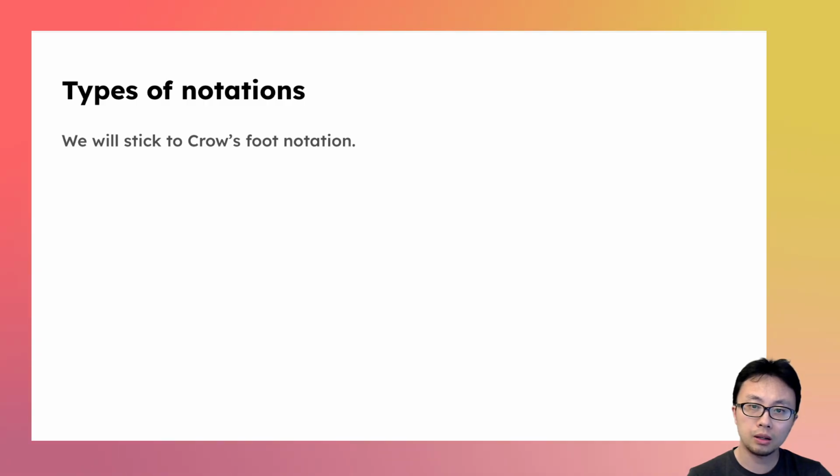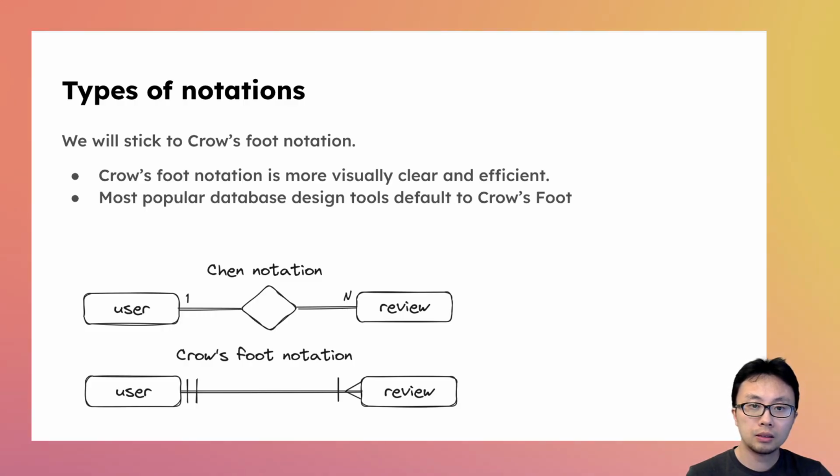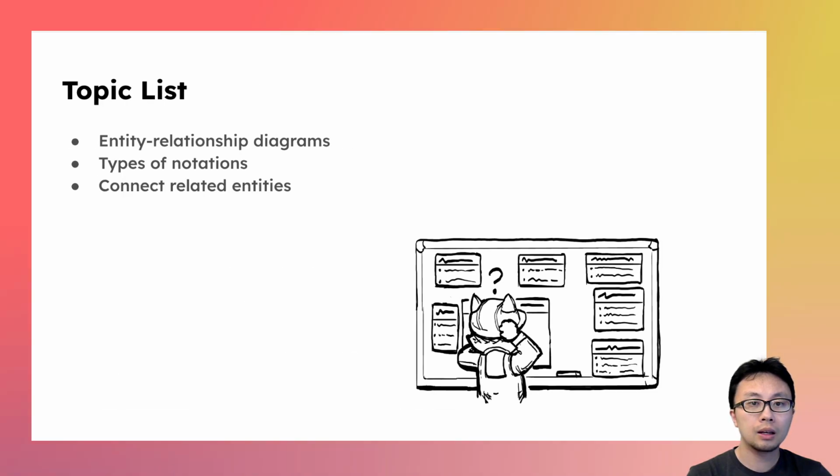Crossfoot notation does have some advantages in comparison, such as being more visually clear and efficient. Without the diamond box representing relationships, where the foreign key goes is more self-explanatory. Beyond that, most popular database design tools default to crossfoot, and crossfoot notation is widely used in business and consulting environments. Okay, that's everything about the notation types. Let's move to explore a bit about how you start connecting related entities.